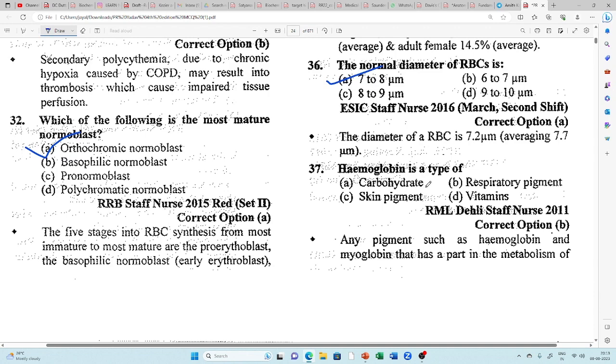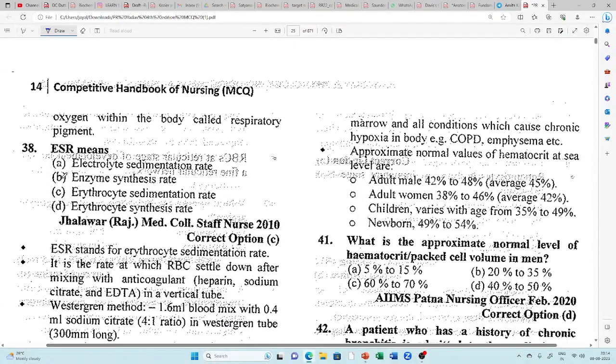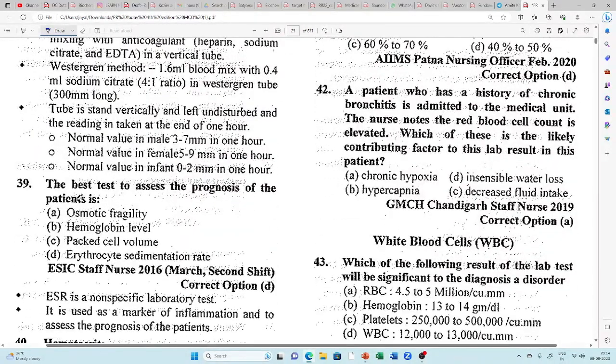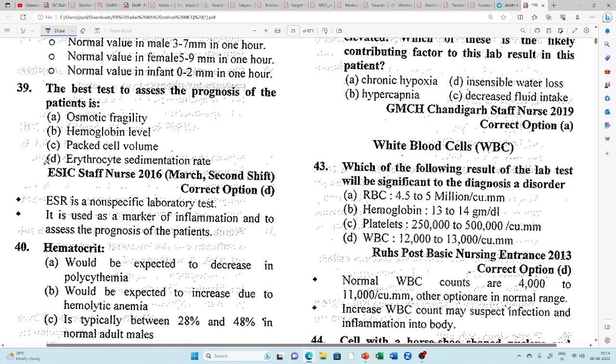Hemoglobin is a type of what? It's a respiratory pigment, because hemoglobin is carrying oxygen and carbon dioxide. So it is a respiratory pigment. Next one. What is meant by ESR? What is the full form of ESR? Erythrocyte sedimentation rate. That is the full form of ESR. Next one. The best test to assess the prognosis of a patient is the erythrocyte sedimentation rate.